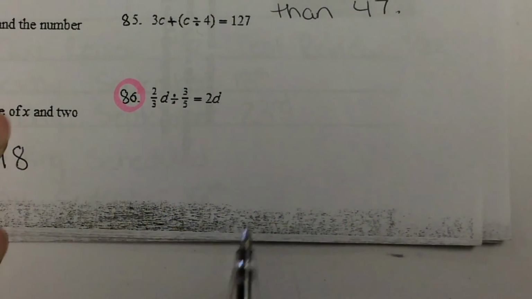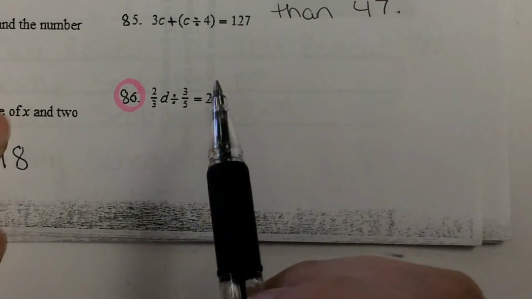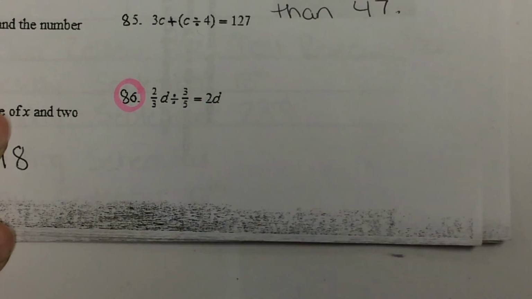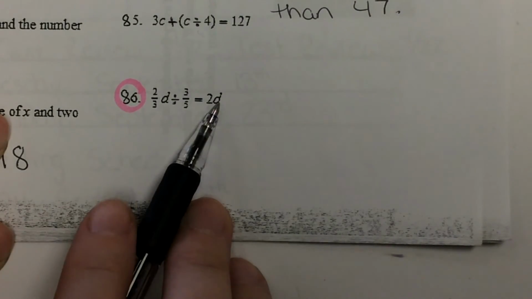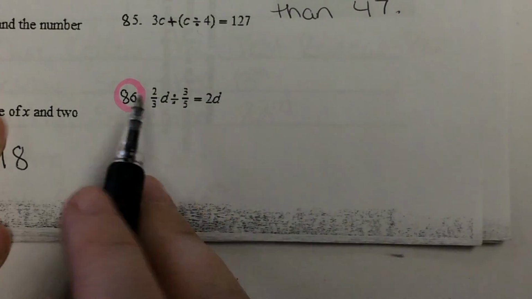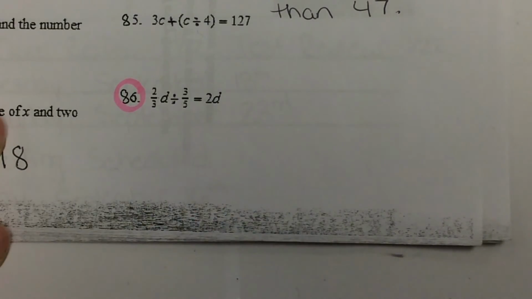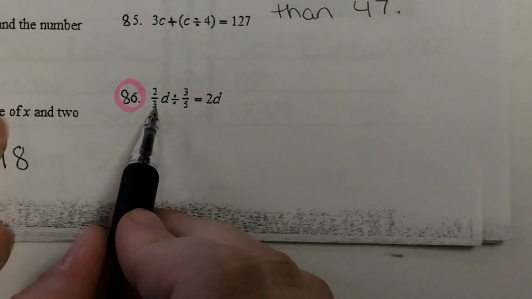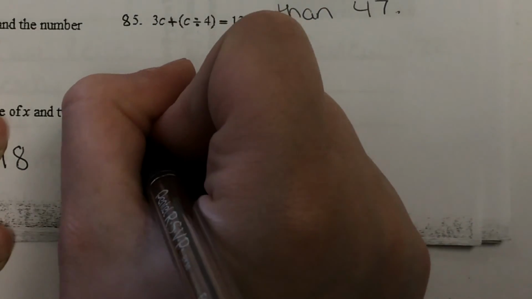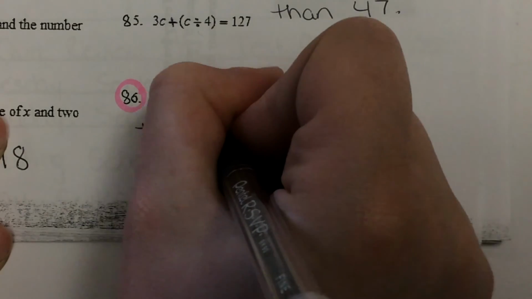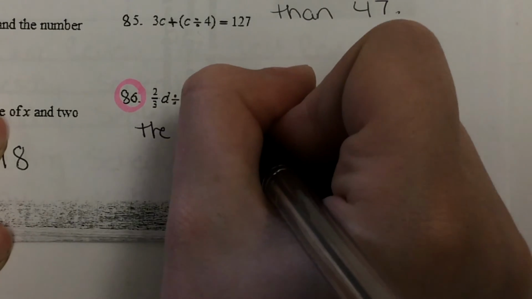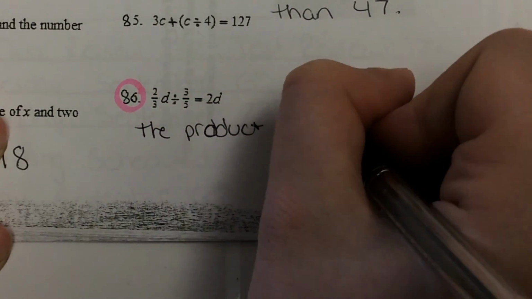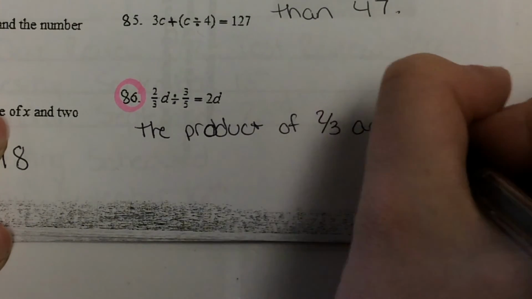86. Of course you knew that I wouldn't leave you with fractions to do on your own. I'm going to make this our last example. So we have some division going on here, and then right here we have multiplication also. We have multiplication on the right side also. So let's use our words. With these fractions, you can say 2/3 or 3/5, that's fine. So let's say the product of 2/3 and d.